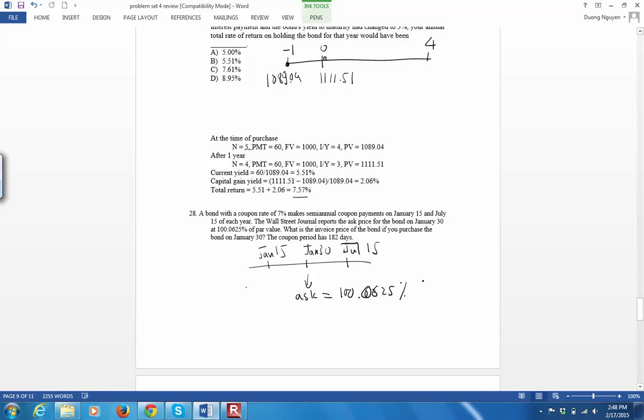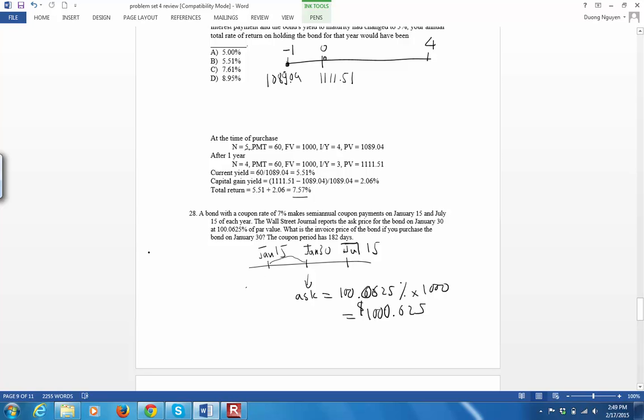100.60625%. That is 100 times 0.0625% of par value, multiplied by 1000, which is equal to 1000.625. So the ask price is $1,000.625. However, this is not the invoice price. For the invoice price, you have to add the amount of coupon payment that you should not receive, which is from January 15 to January 30.